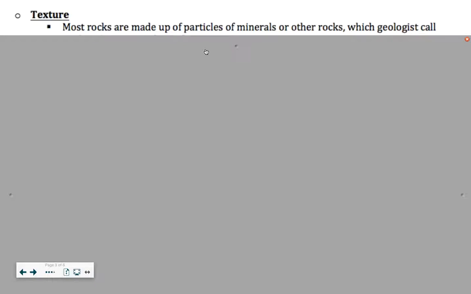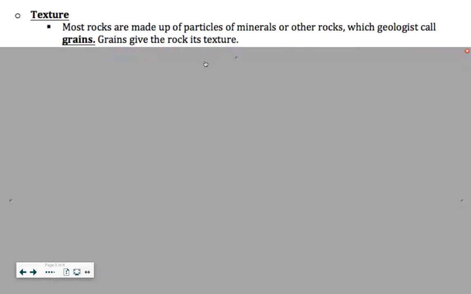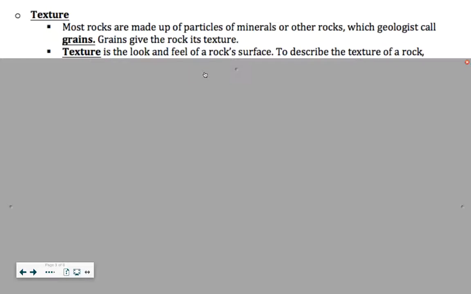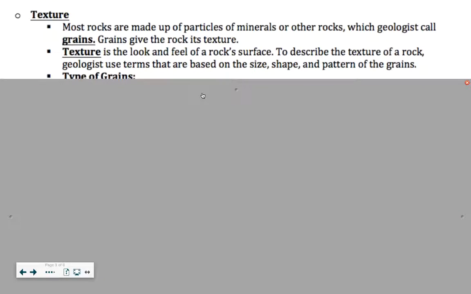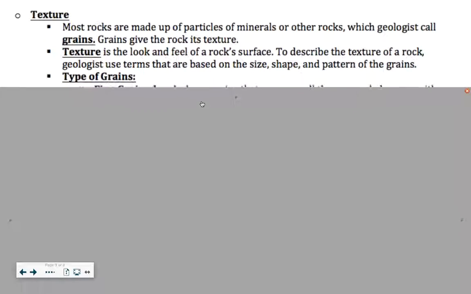Next page here. So, texture. Most rocks are made up of particles of minerals or other rocks, which geologists call grains. It's another vocabulary term here. Grains give the rock its texture. Texture is the look and feel of a rock's surface. To describe the texture of a rock, geologists use terms that are based on the size, shape, and pattern of the grains.